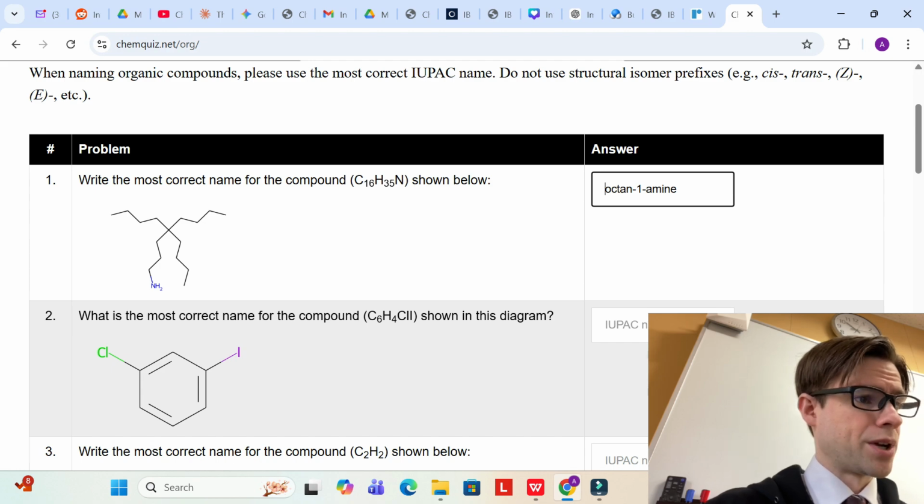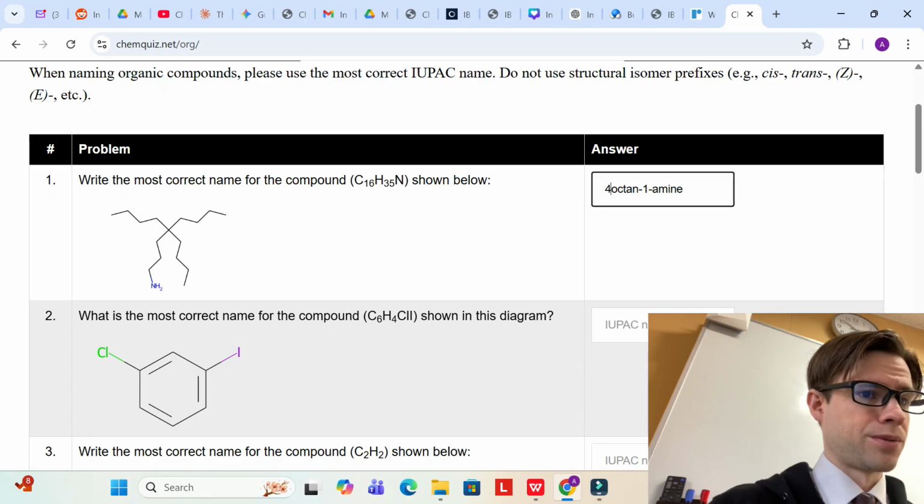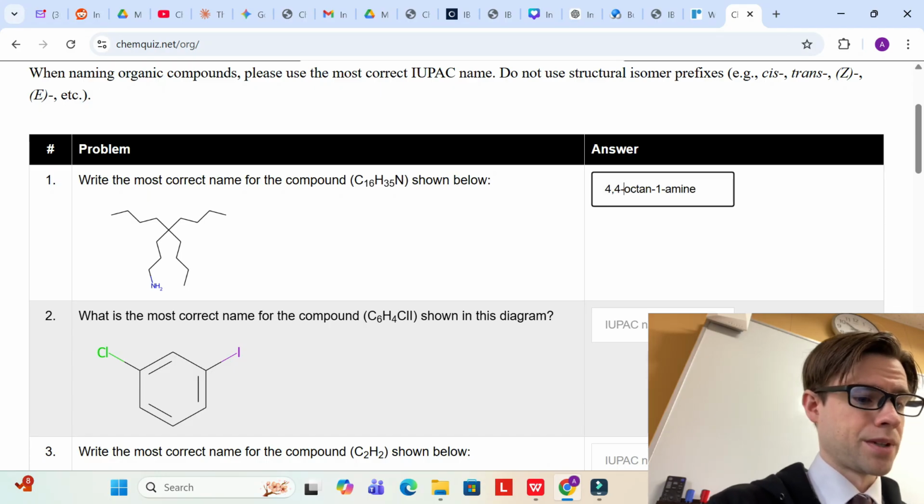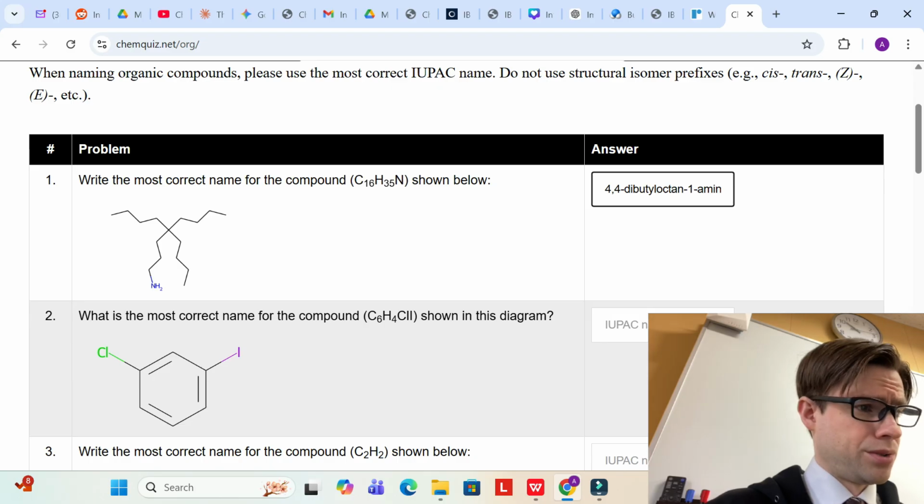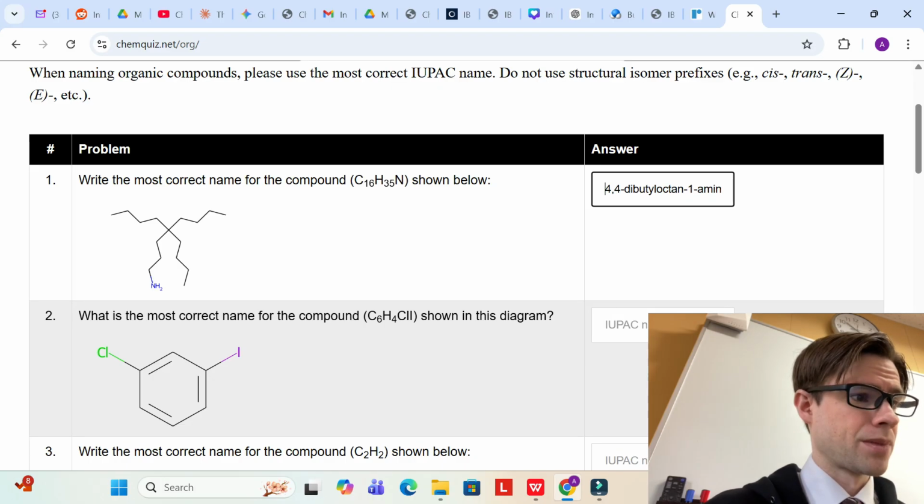Everything else needs to be a branch then. So we've got 1, 2, 3, 4 butyl branches. They will be attached to carbon 4, so 4,4-dibutyl. We've got 2 butyl groups attached on carbon 4. Whichever way that you count your main chain, this should be true. 4,4-dibutyloctan-1-amine.